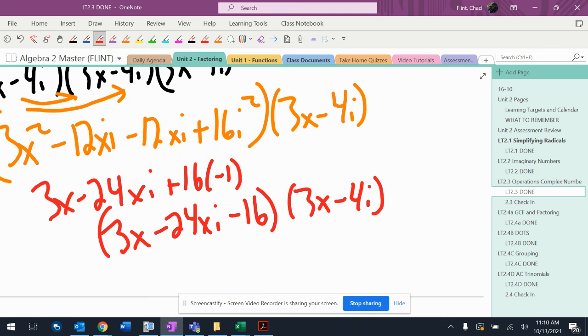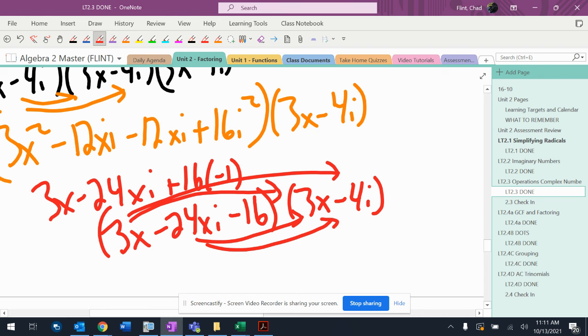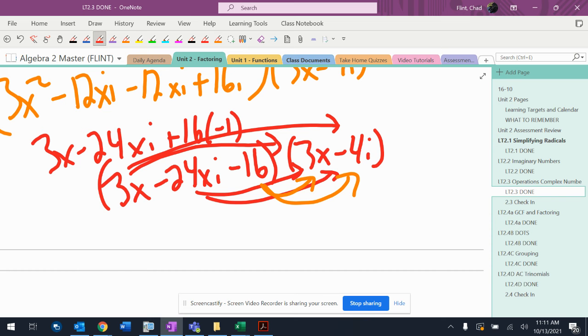So now I got some distribution work to do, because I have to do that, and I have to do that, and then I have to do that. So I'm going to end up with a whole bunch of terms, and I got to be careful here. So 3x times 3x is 9. Hang on a second. Sorry, I dropped a squared right there. 3x squared. I knew something didn't look right. 3x squared times 3x is 9x to the third. 3x squared times negative 4i is negative 12x squared i.